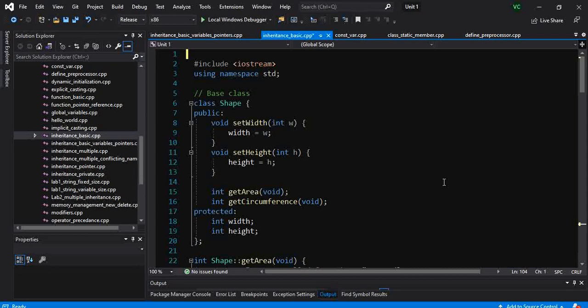So for example, a human being or an animal can be a base class. But the inherited class can be a very specific animal like a lion or a tiger or a human being, and so on and so forth. So in this case, we look at an example to understand this better.